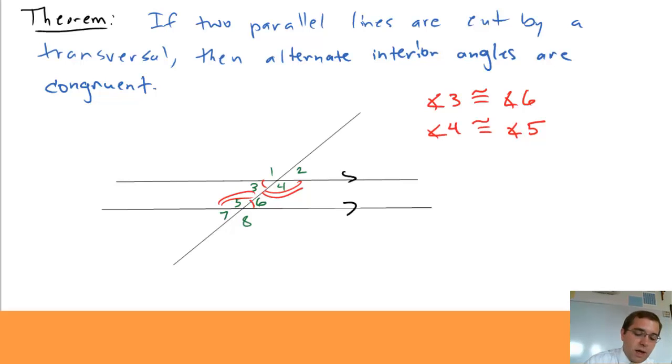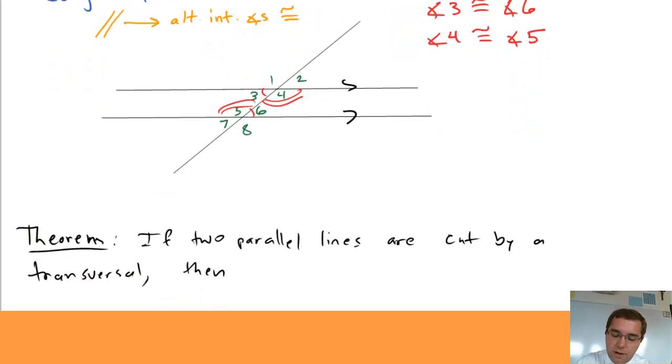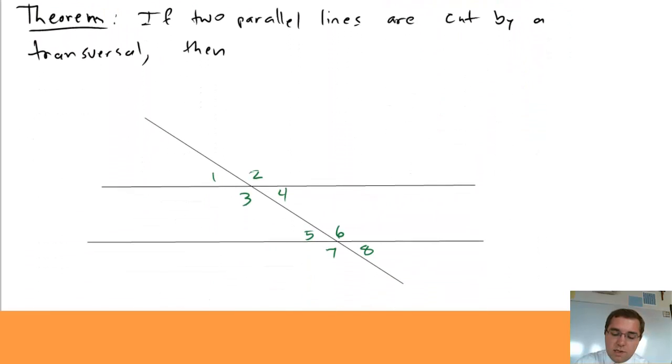The shortened way to write this theorem would be to write parallel lines, it's two slanted lines, imply alternate, which I'll write as ALT period, interior, INT period, angles are congruent. Parallel lines imply that alternate interior angles are congruent. Okay? Our next theorem is very, very similar. It starts out the same way.